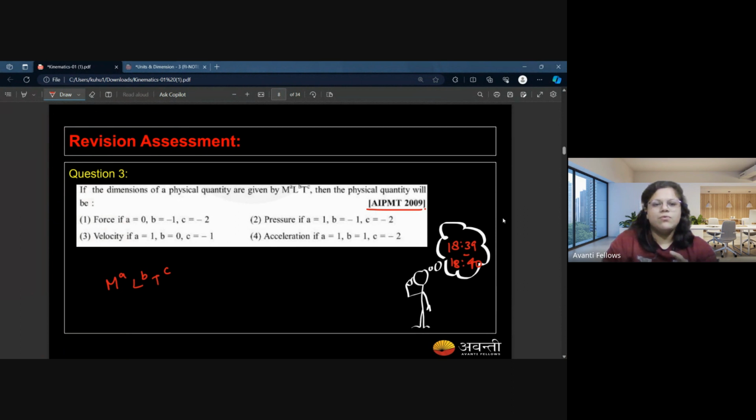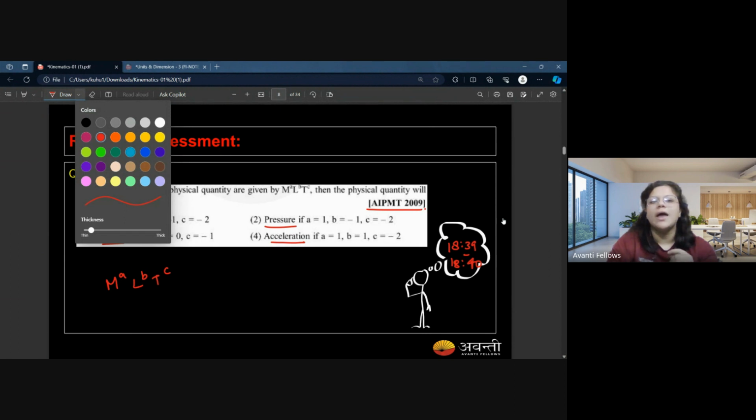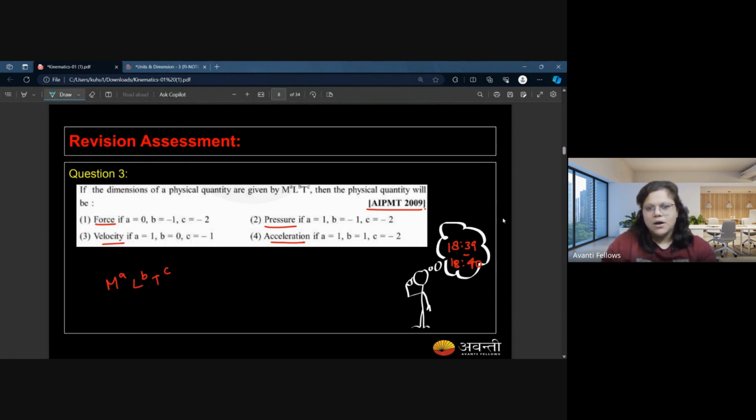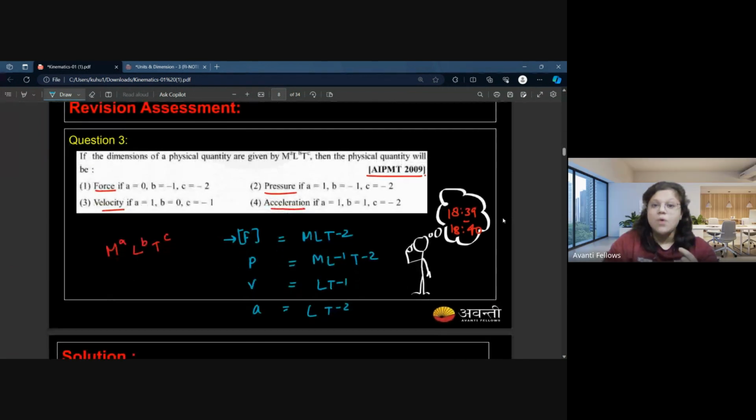So they are talking about force, velocity, pressure, acceleration. I would recommend that you write down their expressions. For example, the dimension of force is MLT^-2. For pressure, it is MLT^-2 by area, which means ML^-1T^-2, right? When it comes to velocity, it is LT^-1. And when it comes to acceleration, it is LT^-2. Yes. Now, check the answer.